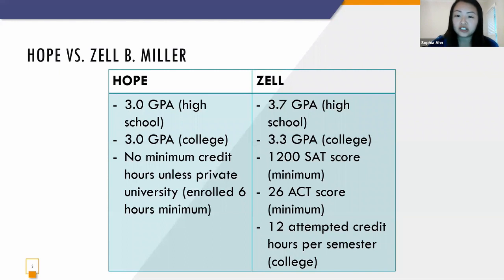And then to also maintain Zell in college, you have to have at least attempted 12 credit hours. If you're a senior in high school watching this, in college, typically one class is anywhere between 2 to 4 credits. It's typically 3, but it depends on the university that you go to. Versus if you want to qualify for HOPE, there's no minimum credit hours that you need unless you go to a private school in which you need to be enrolled in 6. So not attempted 6 hours, but enrolled in 6 hours.